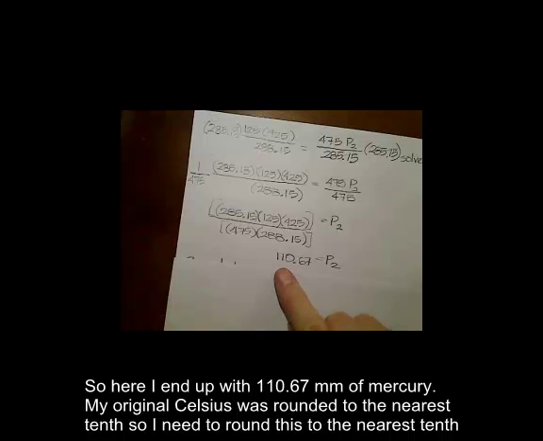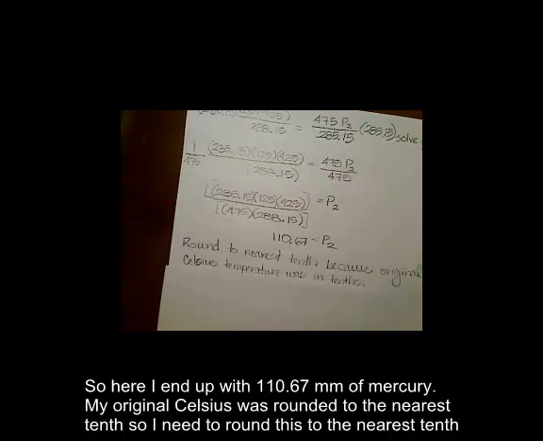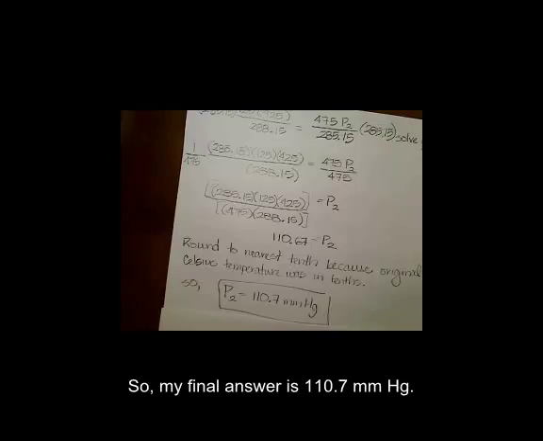So here I end up with 110.67 millimeters of mercury. My original Celsius was rounded to the nearest tenth, so I need to round this problem also. So my final answer is 110.7 millimeters of mercury. This concludes the video.